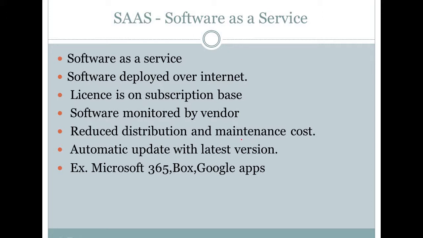It reduces the distribution and maintenance cost. That is an advantage. Automatic update with the latest version: generally they do the updates of the software, and you will always get the latest or a good version of the software. Examples currently provided as Software as a Service are Box, Google Apps, Microsoft 365, Salesforce.com. If you refer to all these, they are providing Software as a Service.